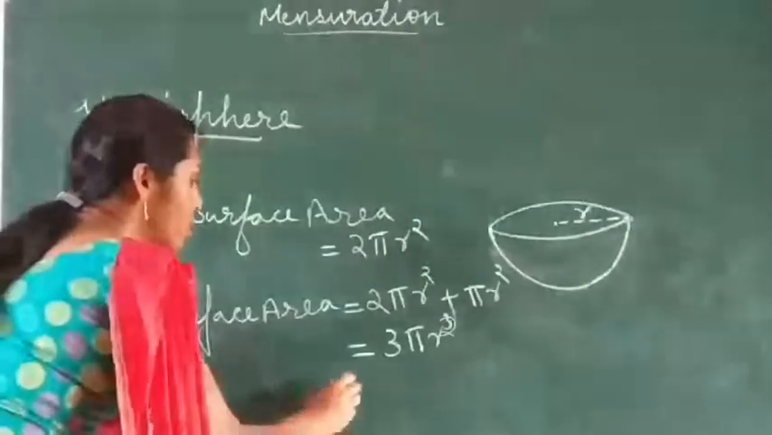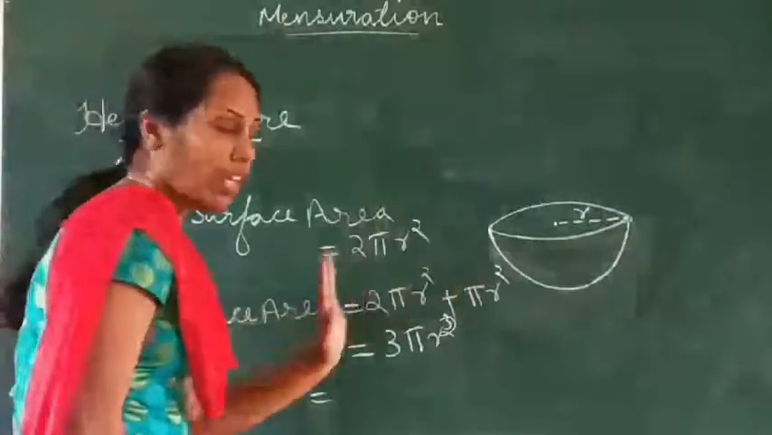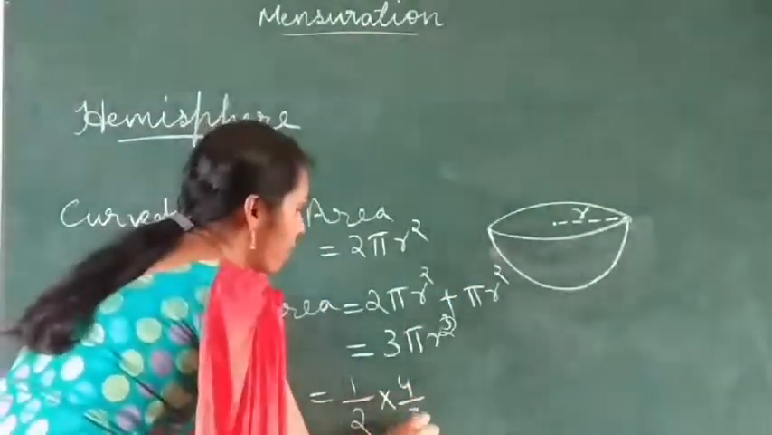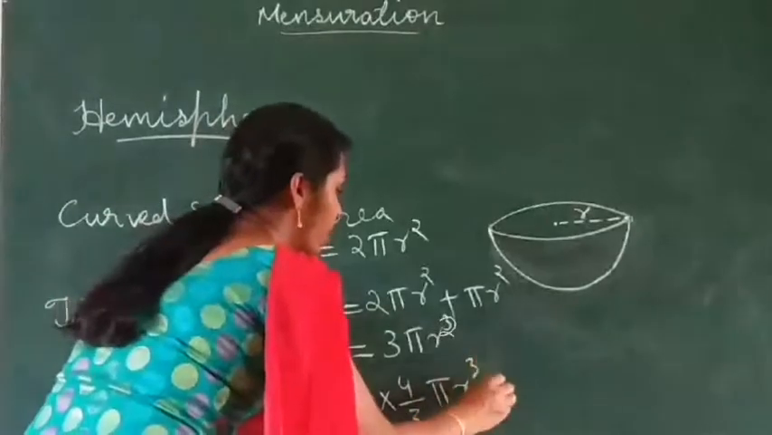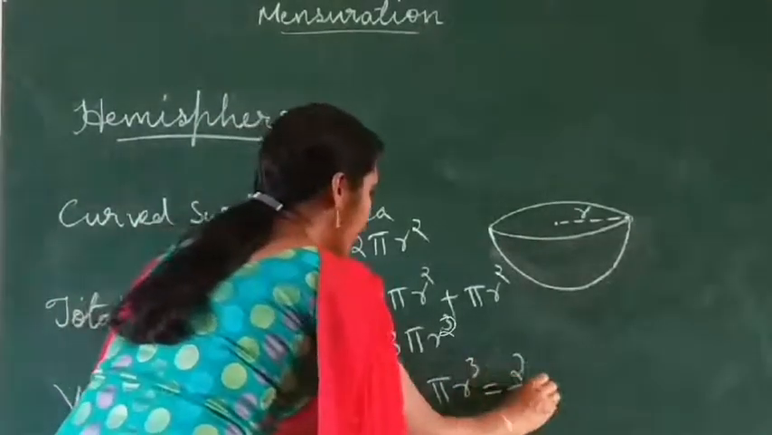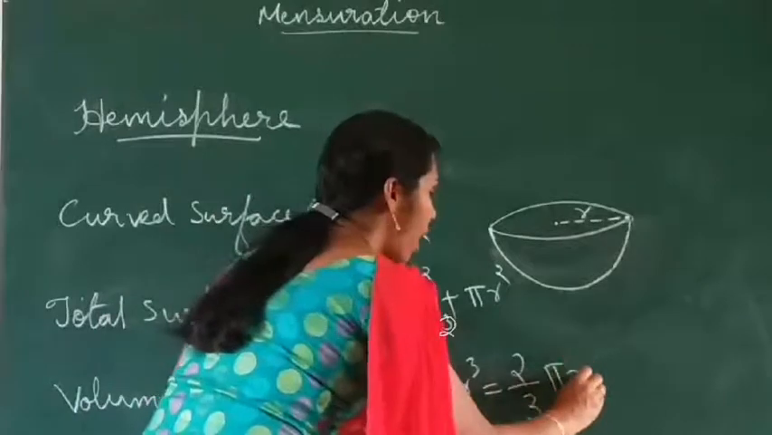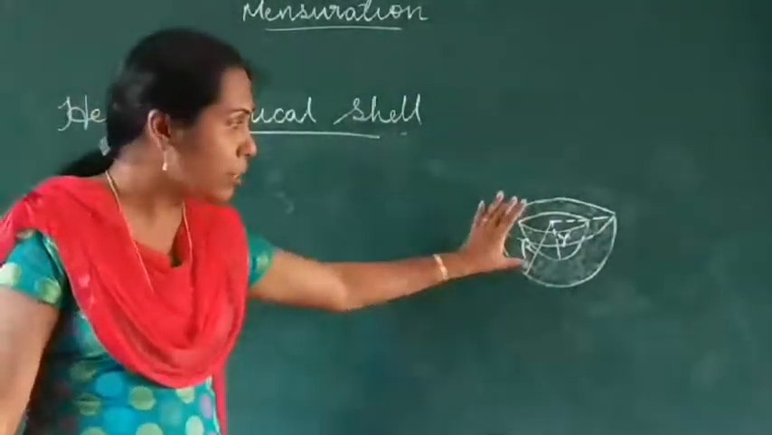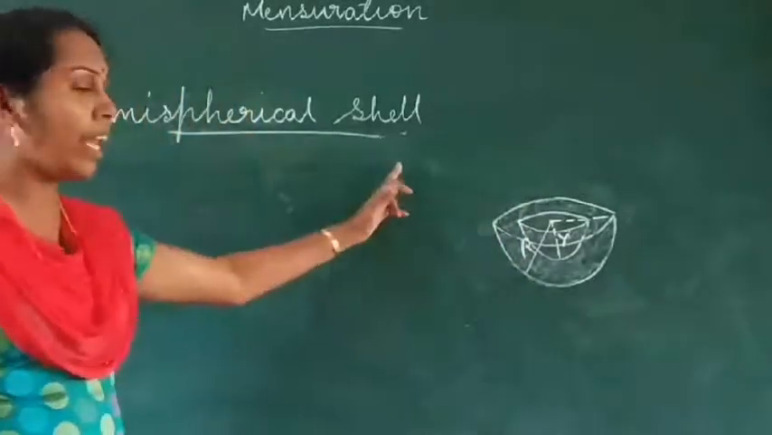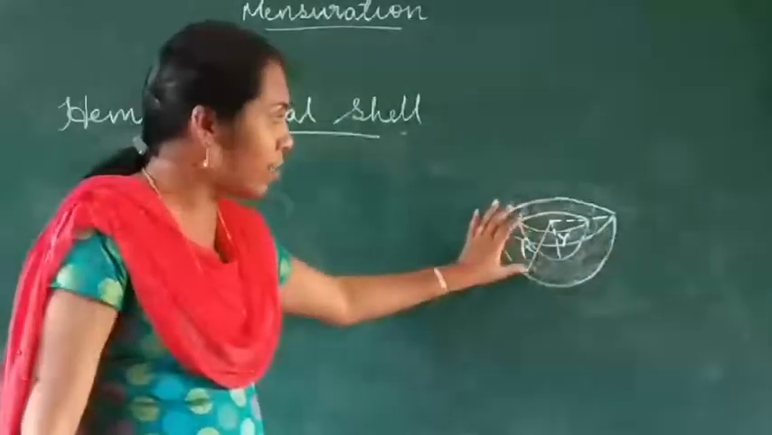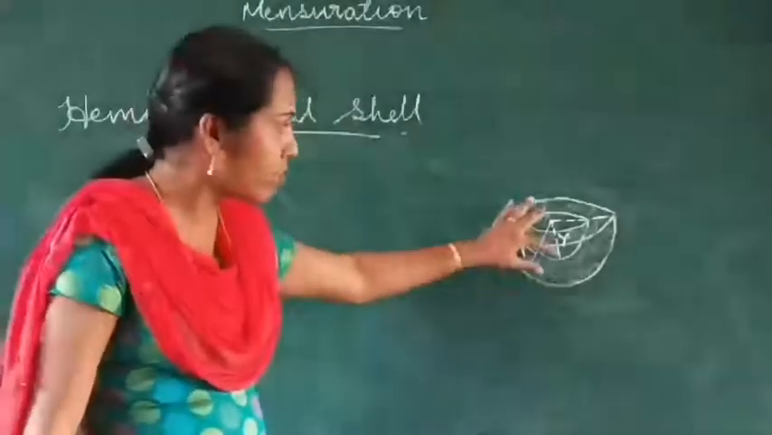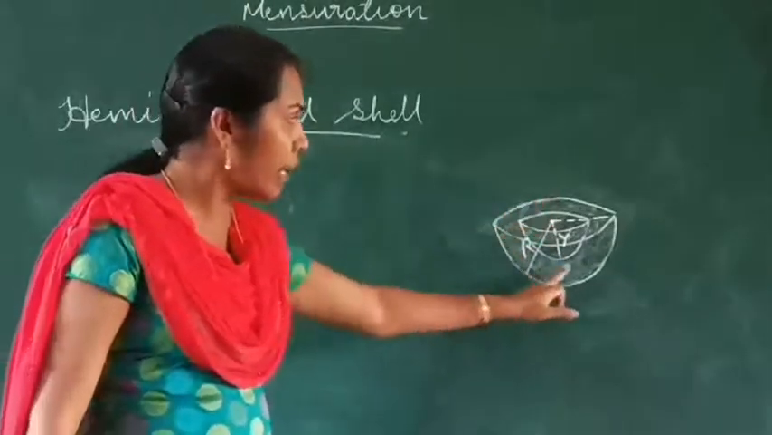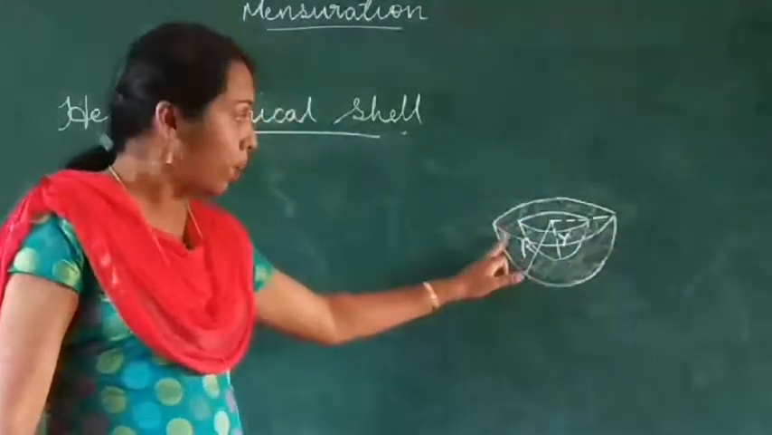Volume is equal to half of the volume of the sphere, that is 1 by 2 into 4 by 3 pi r cube, that is equal to 2 by 3 pi r cube. Now a solid between two concentric hemispheres is called a hemispherical shell. So it is a hemispherical shell, two concentric hemispheres. One is with the radius small r, another one is with the radius big R. This shaded portion is the hemispherical shell.